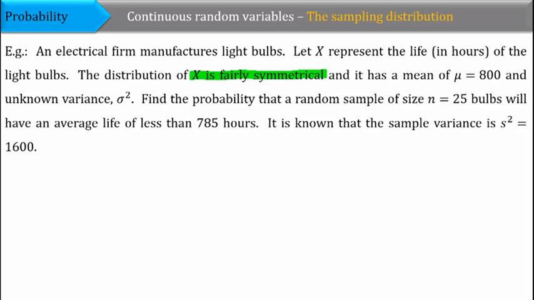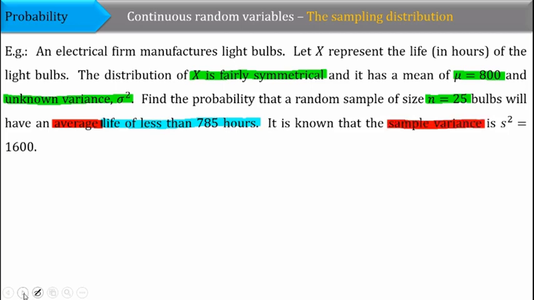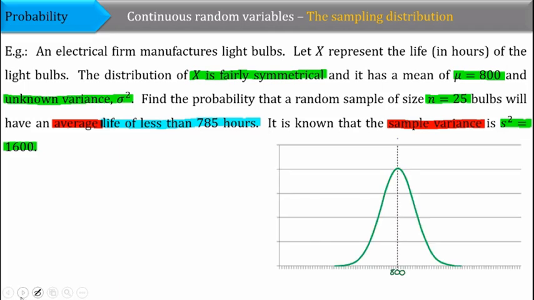So this is fairly symmetrical, a population mean of 800, but an unknown population variance. We have a sample of size 25, and we're interested in an average life of 785 hours. And then they tell us the sample variance is 1600. So graphically, according to our central limit theorem, we can still work with a normal distribution. We'll still have x bar with 800 in the middle, because that's the population mean, and according to the central limit theorem, it will also be the mean for x bar.